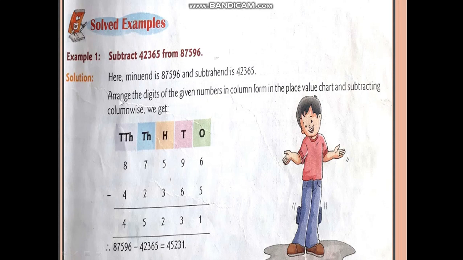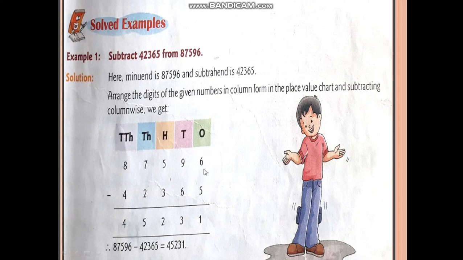After that we are writing the second number first, that is 87,596. So start writing from the ones place, that is from right to left: 6, 9, 5, 7, 8. Then we are writing the subtrahend. Start writing 5, 6, 3, 2, 4. After that we are subtracting, starting from the ones place.